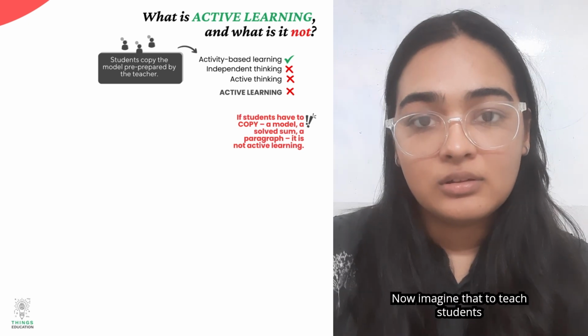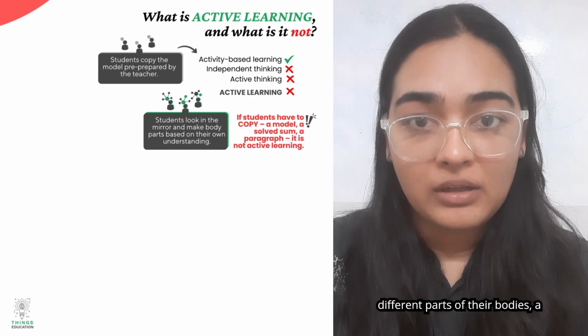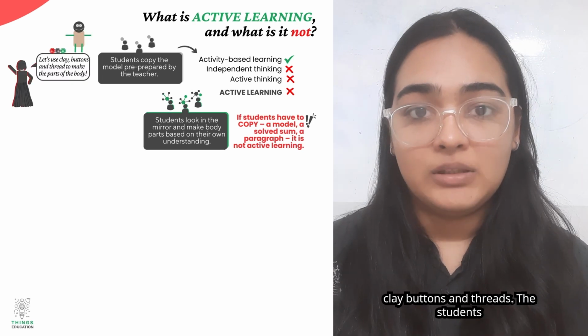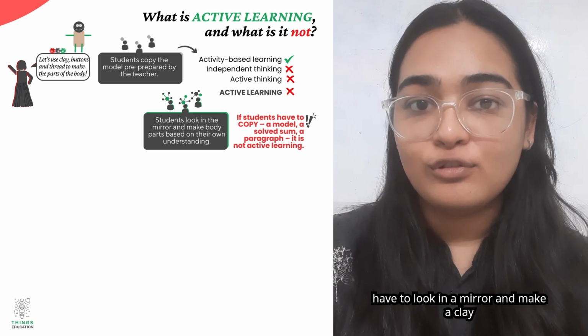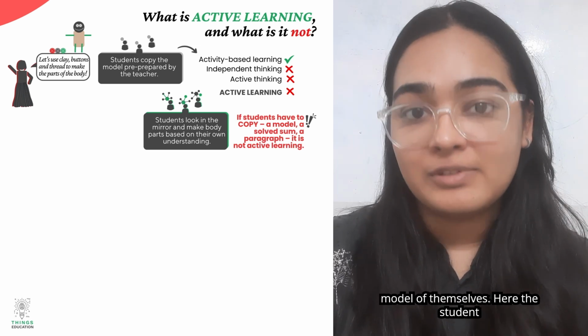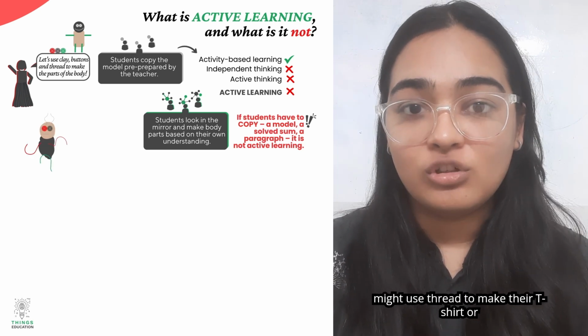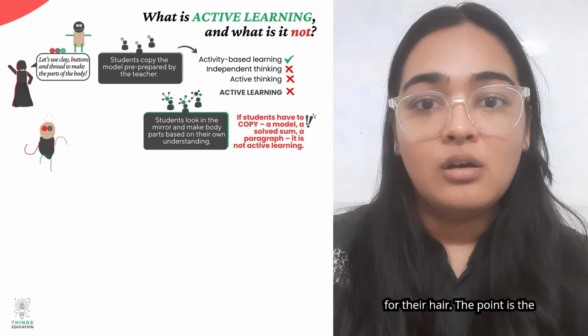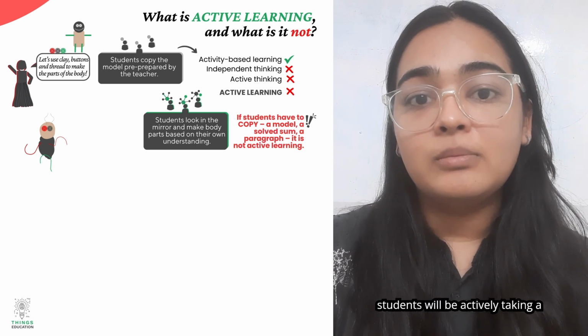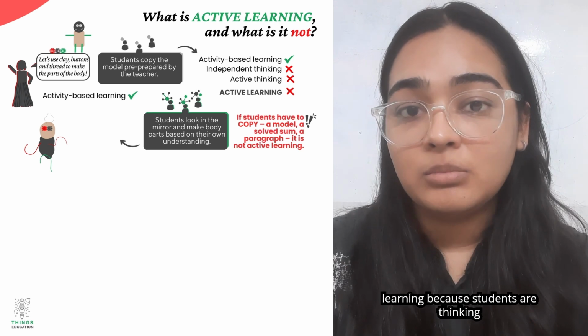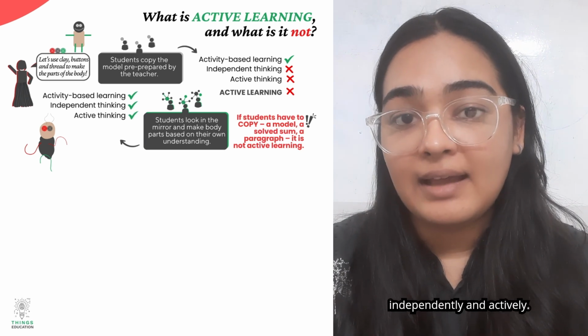Now imagine that to teach students different parts of their bodies, a teacher gives students raw materials like clay, buttons, and threads. The students have to look in a mirror and make a clay model of themselves. Here, the student might use thread to make their t-shirt or for their hair. The point is, the students will be actively taking a decision. So this is active learning because students are thinking independently and actively.